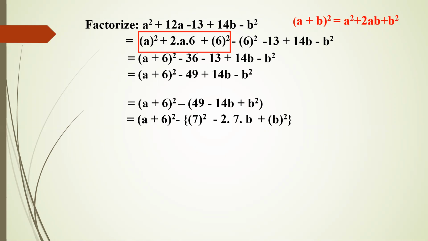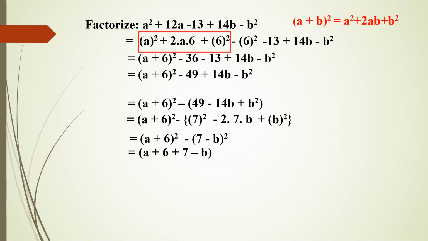So we know that a square minus 2ab plus b square gives you a minus b whole square. So we can just make it like this: a plus 6 whole square, then minus 7 minus b whole square. Why? Because 7 is a and b is b, so it is a minus b whole square. Now, once again, this is a square minus b square. So can I keep it like this? A square minus b square is a plus b times a minus b. So here, a plus 6 plus 7 minus b.